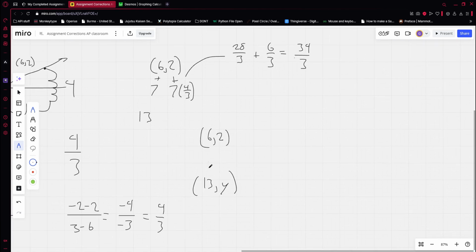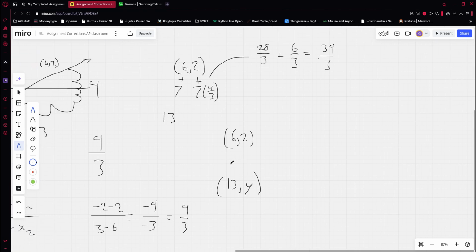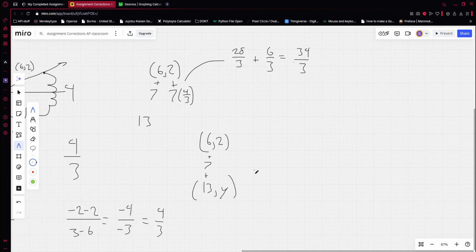We need to get from here to here, we go up by just 7, right? Because x is increasing linearly. But y is increasing by a different factor. Y is increasing by 7 times 4 over 3, because that's the slope.